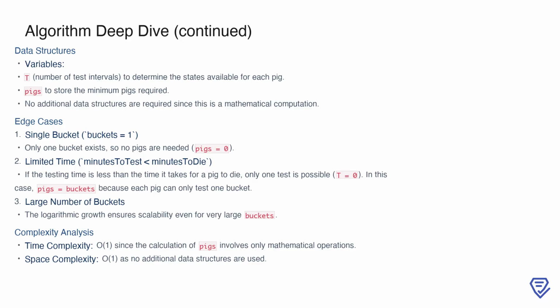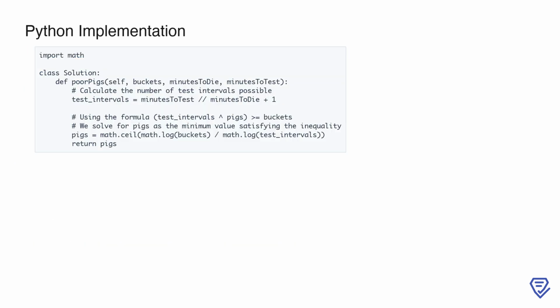As for complexity, both the time and space requirements are O(1), since the solution involves only a few mathematical operations and no iterative processes or extra memory allocation. This implementation solves the poor pigs problem by determining the minimum number of pigs required to identify the poisonous bucket within the given constraints. Here's a step-by-step explanation.